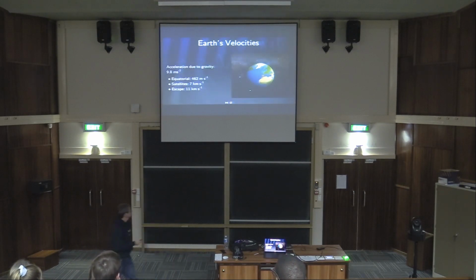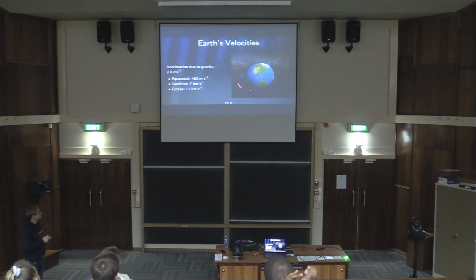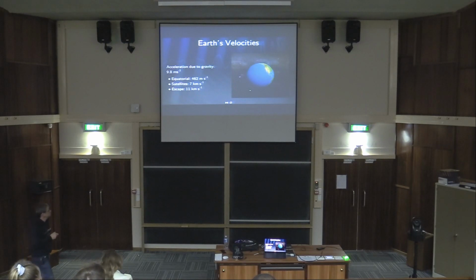So if we just review the strength of gravity in our own Earth, the speed of the equator is about 462 meters a second. Satellites that are in low Earth orbit have to travel about 7 kilometers per second, otherwise they fall into the Earth. But they actually fall at the exact rate which keeps them in orbit. And you can escape the Earth if you can go 11 kilometers per second.